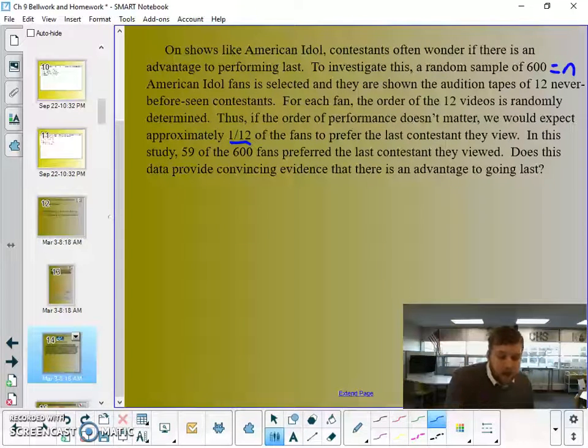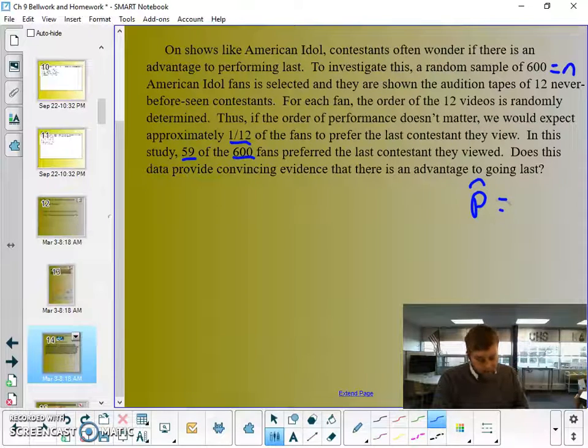In this study, 59 of the 600 preferred the last contestant they viewed. So my sample proportion, I think I messed that up the other time. I don't think I put the p-hat on, so you might want to go back to the old lesson. I get 0.0983. That's 59 out of 600. Does the data provide convincing evidence that there is an advantage to going last?